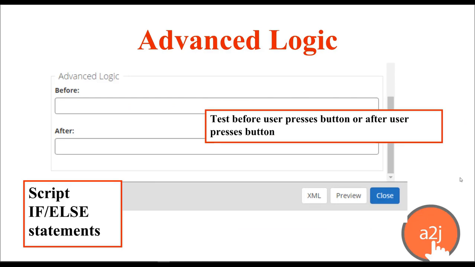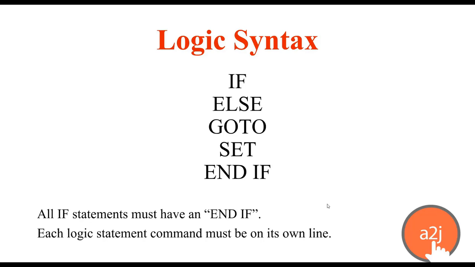The advanced logic section in A2J Author 6 allows you to script if-else statements either before the end user sees the question or after the end user presses the button. The advanced logic section has 5 commands that you can use: if, else, go to, set, and end if.